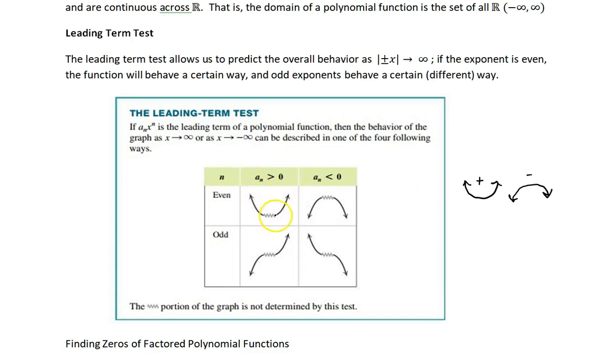If it's positive, it will smile. If it's negative, it will frown. Okay? And that's true regardless of what our even number is. I mean, we could go to n is 100, and still it's going to wind up having this kind of a shape. It will either be this way or it'll be this way in the overall picture of things.